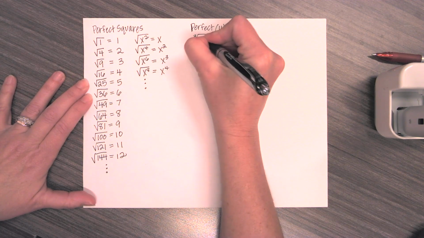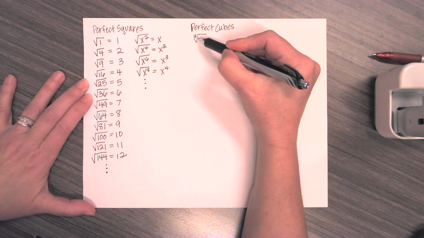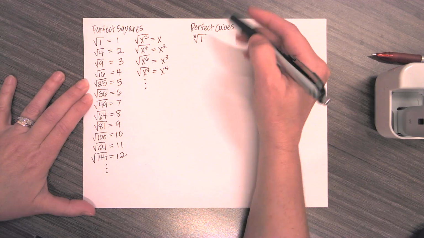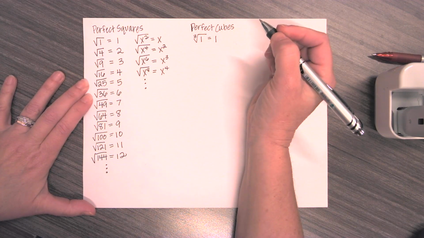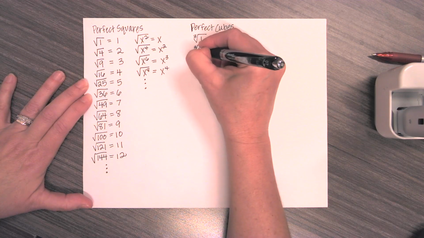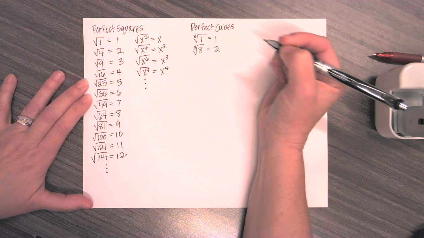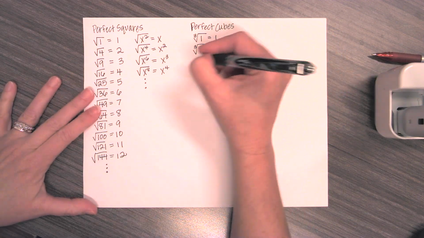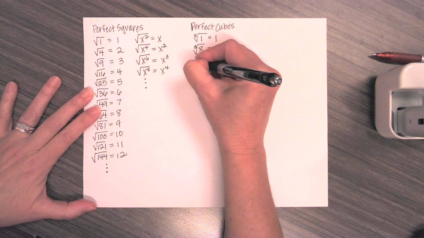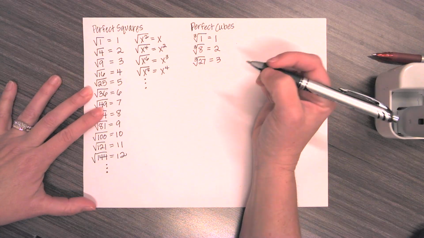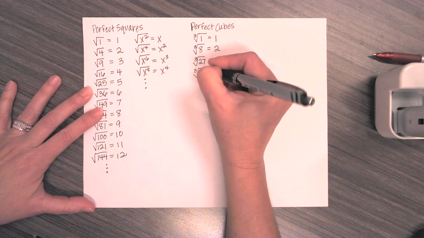So the first perfect cube is 1. That's the first number we can take the cube root of and get a nice whole number answer. What number to the third power would give you 1? Well, that would be 1. 1 times 1 times 1 is 1. The next perfect cube is 8, and the cube root of 8 is 2 because 2 times 2 times 2 is 8. The next perfect cube is 27 because 3 times 3 times 3 is 27.